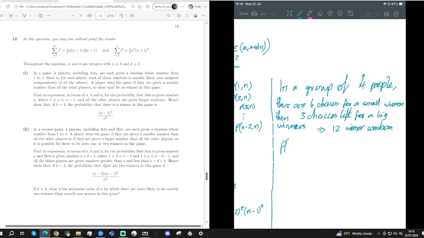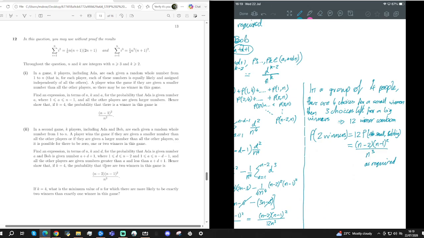So the probability of 2 winners is going to be 12 times the probability that Ada small, Bob big, which exactly cancels the 12 that we had that we didn't want. Oops, did not mean to undo that much. That's so quiet. Okay, nice. So we now have the probability of there being 2 winners in this adjusted game.